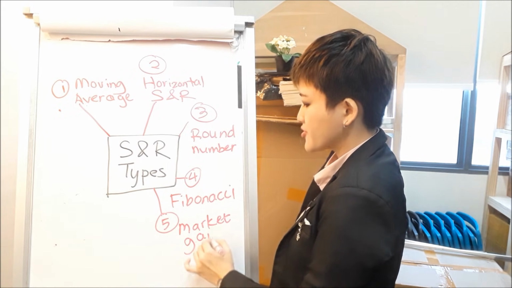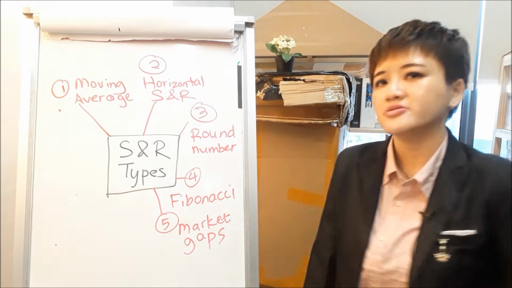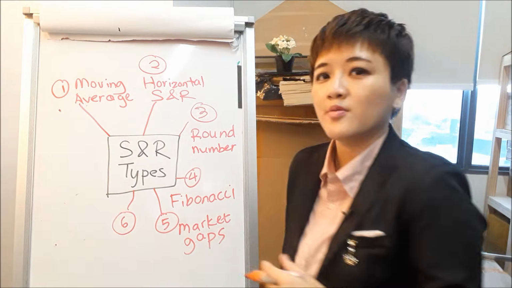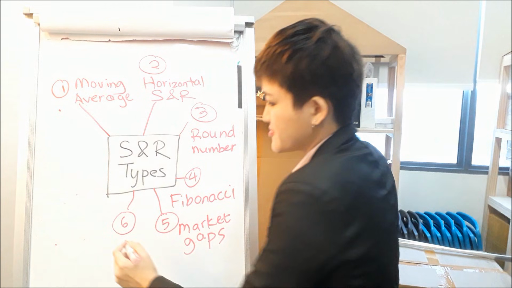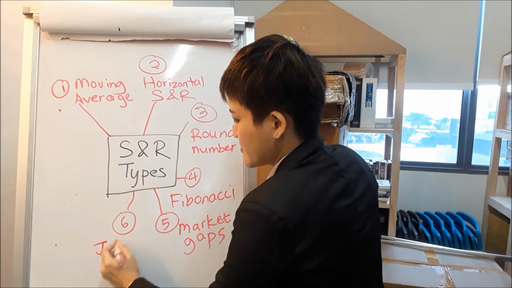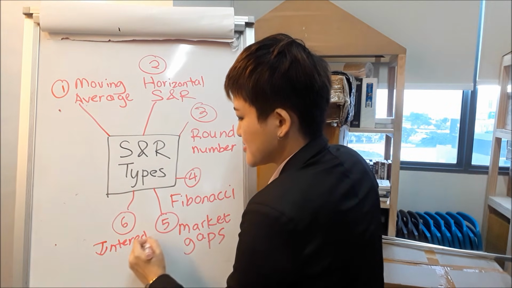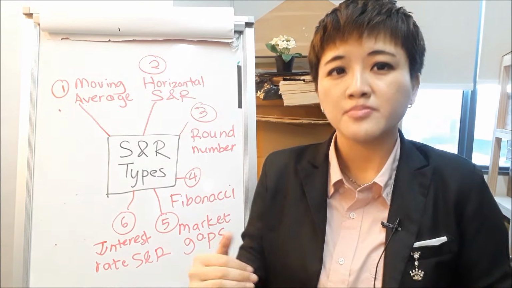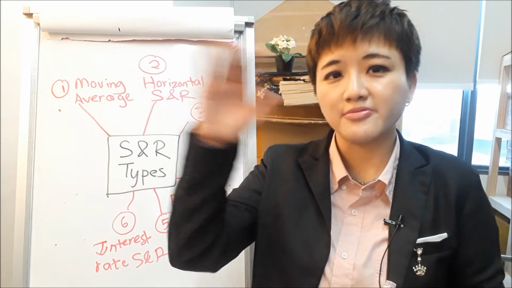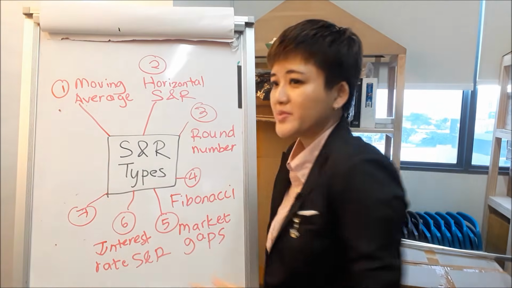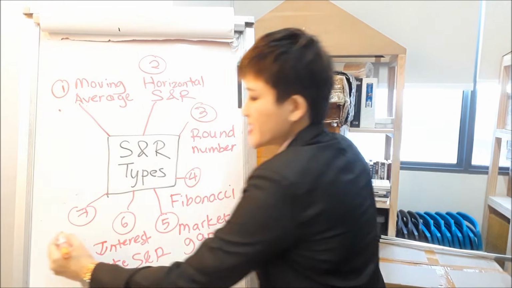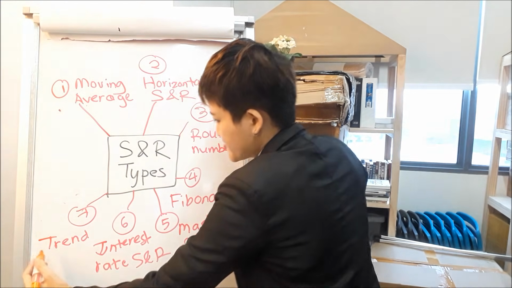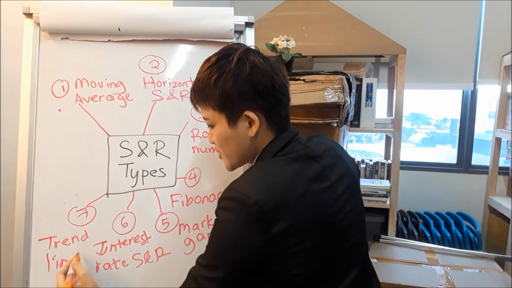Market gaps can also form invisible support resistance. Then the next one, what I call interest rate support resistance. Do you know that when the Fed cuts rates, the US dollar moves down, and it can form a resistance right on top? If you want me to make a video on this, let me know. And of course, some people call it slanted support resistance. Whatever you want to call it.